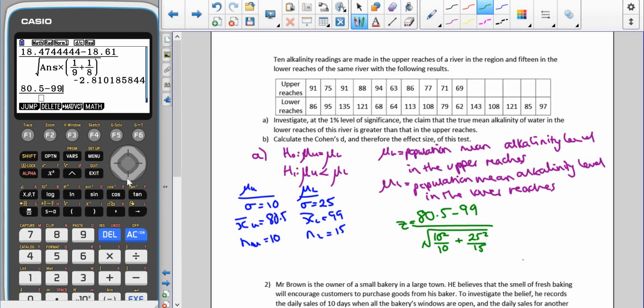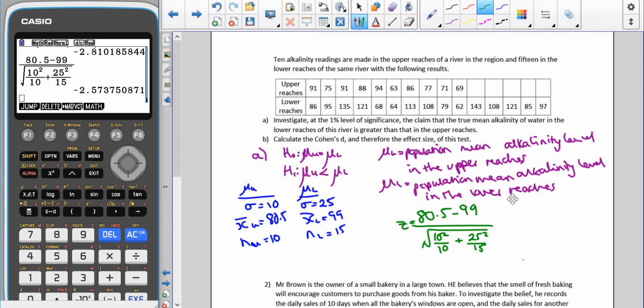So minus 99 divided by the square root of 10 squared over 10 plus 25 squared over 15. So this gives us a test statistic of minus 2.57. So the size of the test statistic would be 2.57.